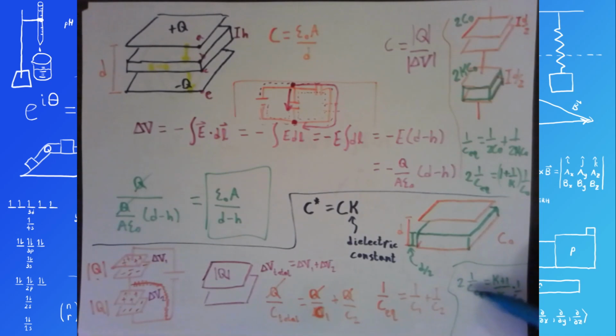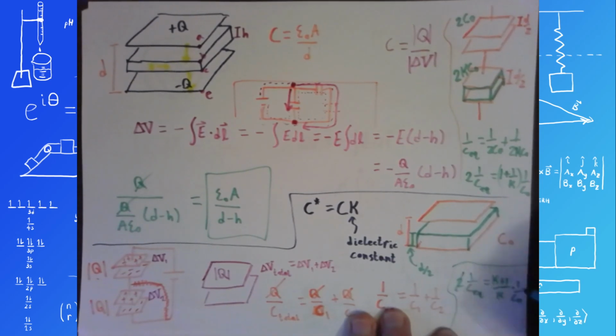Maybe I should put the 2 back over here, so put the 2 down there and just take the reciprocal of both sides. So C equivalent is 2 kappa over kappa plus 1 times C0.